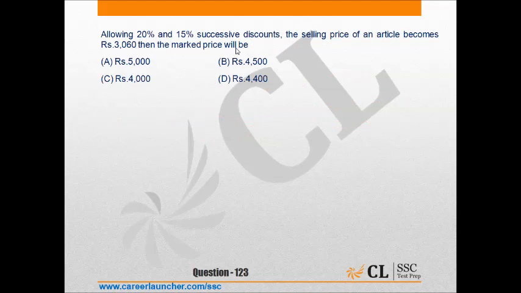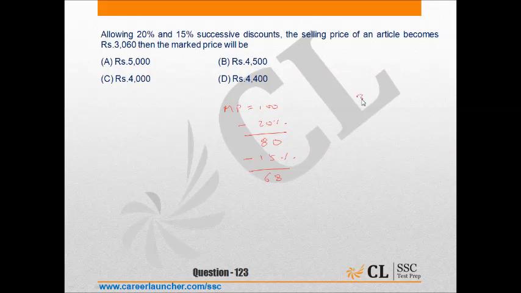Next question. Allowing 20% and 15% successive discounts, the selling price of the article becomes rupees 3060. Then the marked price will be? First of all, understand what is successive discount. Successive discount is the discount after the discounted price. So let's say if the marked price is 100, after 20% discount it becomes 80, and on that 80, if I subtract 15%, it becomes 8 plus 4, that is 12, it becomes 68.